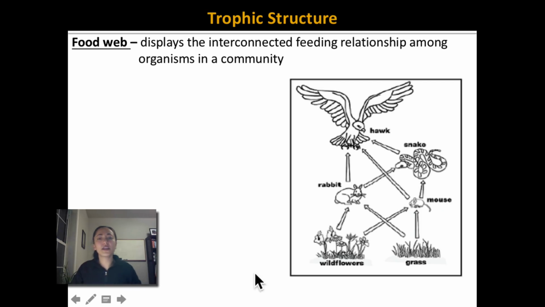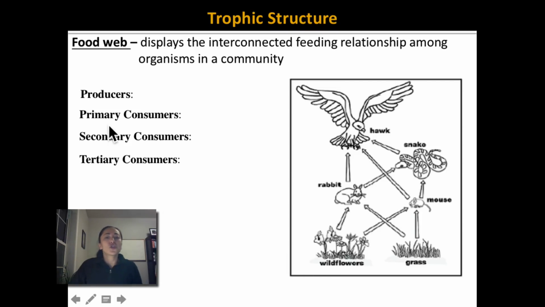So let's do an example here. A lot of times we can look at trophic structures by looking at food webs. Food webs display the feeding relationships among the organisms in a community. So here's a small food web drawn here. Notice the arrows are pointing in the direction in which the energy is moving. Okay, the energy is going in that direction. So if we look here, which of the organisms in this food web are producers? So it would be anything that photosynthesizes, and that would be wildflowers and grass.